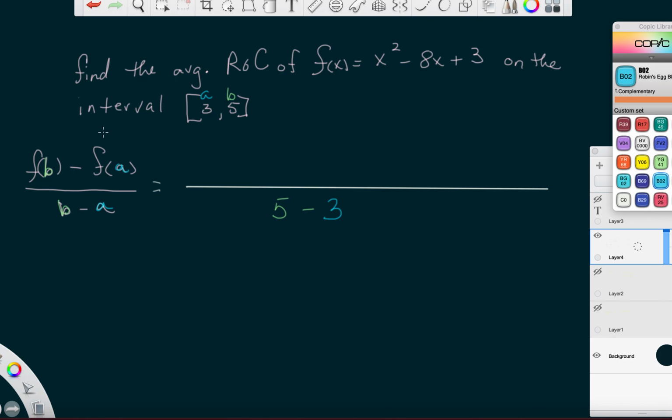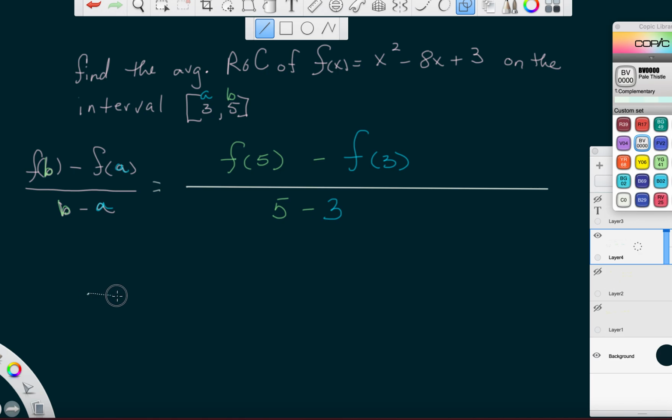So, shoot. Let me do this. It's going to be f of 5 minus, use that color, f of 3. Okay? Now, I'll put a new line in there, and I'll do it down here. I'll do all that math down here. So give me lots and lots and lots of room to write.